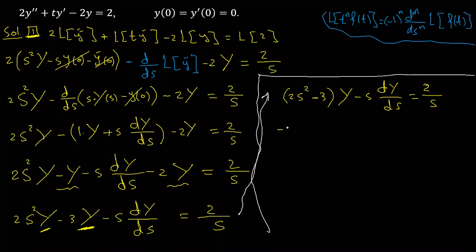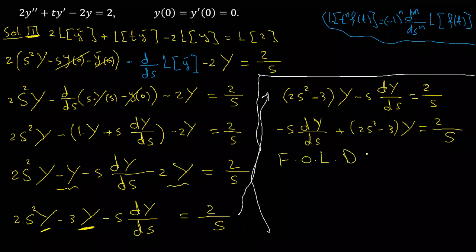So this equation can be written as negative s dy capital over ds plus 2s squared minus 3y capital equal 2 over s. Help me to solve this differential equation. Is it first order linear? Yes, you are right. So it is a first order linear differential equation. This problem from the beginning is very important because you solved the first one using Laplace, and it moved you to first order linear.